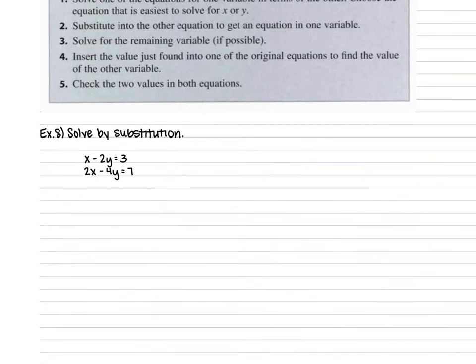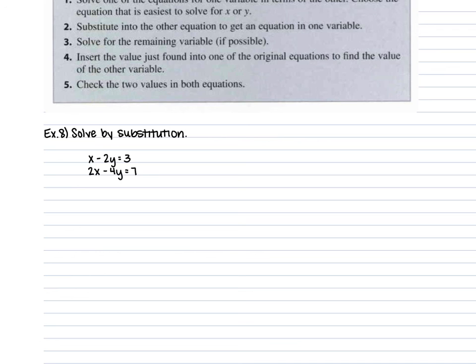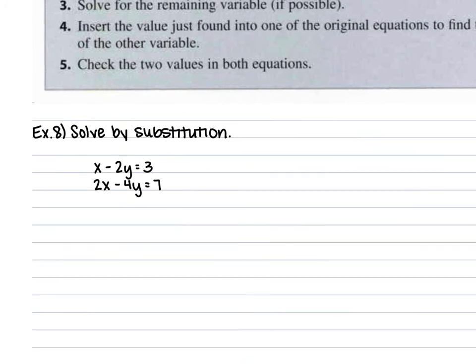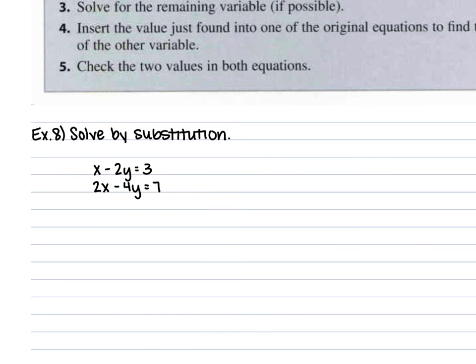For our last example, we have x minus 2y is equal to 3, and 2x minus 4y is equal to 7. Neither of these equations are solved for a variable. So again, I'm going to look for the equation that has a coefficient of 1 in front of one of those variables. That top equation has an x minus 2y is equal to 3. That x has an invisible coefficient of 1, so I'm going to get that x by itself. I'm going to isolate that x. So I'm just going to move that 2y over by adding it to both sides. We get x is equal to 2y plus 3.